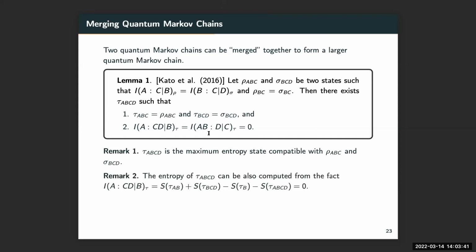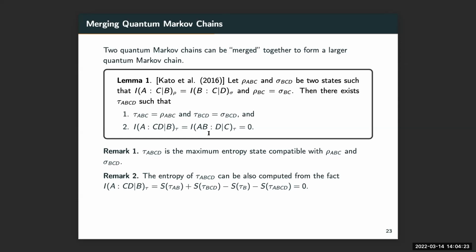The second is that tau can also be computed from this fact. So I just declared that this certain linear combination of entanglement entropy should be equal to 0. And okay, so I just wrote that down here. And look at this assumption. So look at this first line. It says tau ABC is equal to rho ABC, and tau BCD is equal to sigma BCD. So if you look at this thing, tau ABC is equal to rho ABC, so this must be equal to rho AB. And this must be equal to sigma BCD, and that must be equal to, let's say, rho B or sigma B. They will be identical.